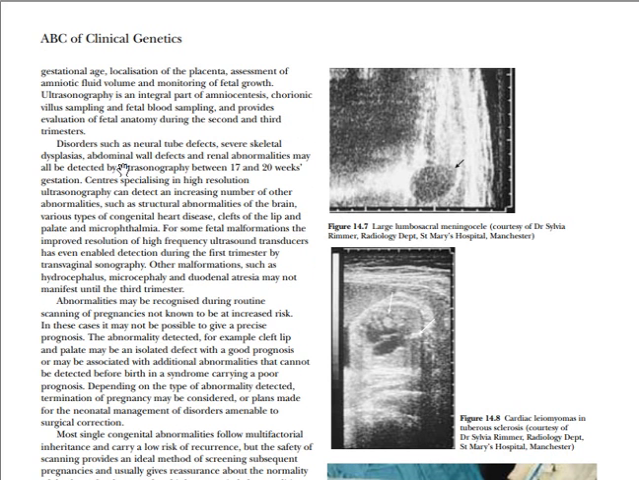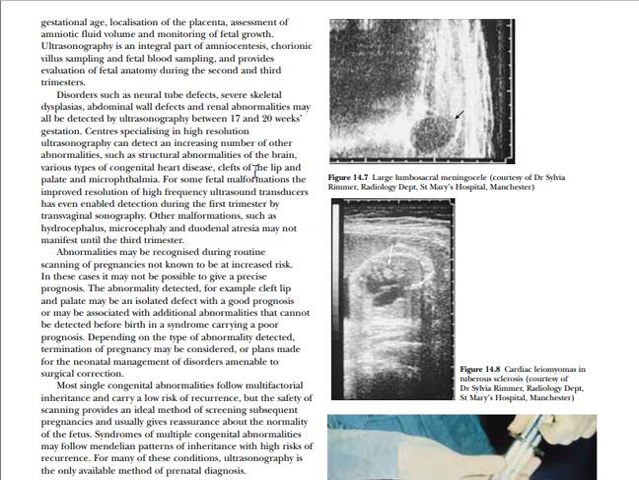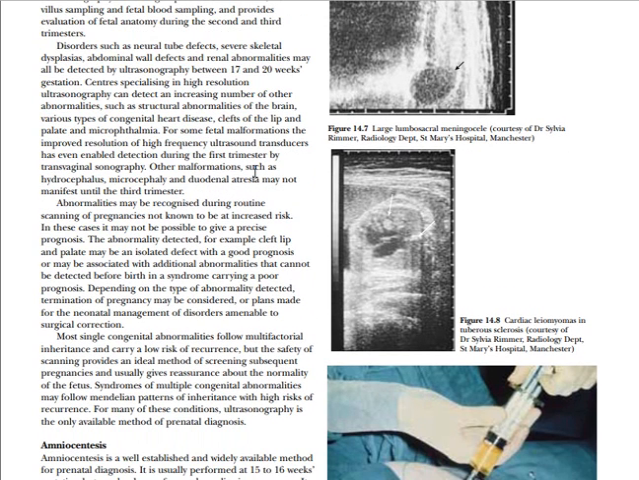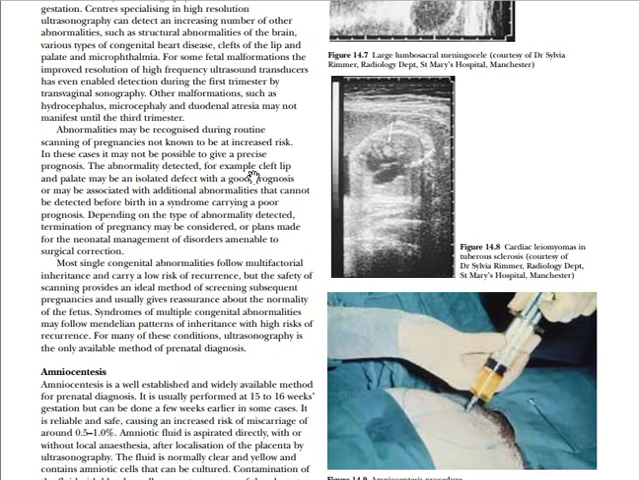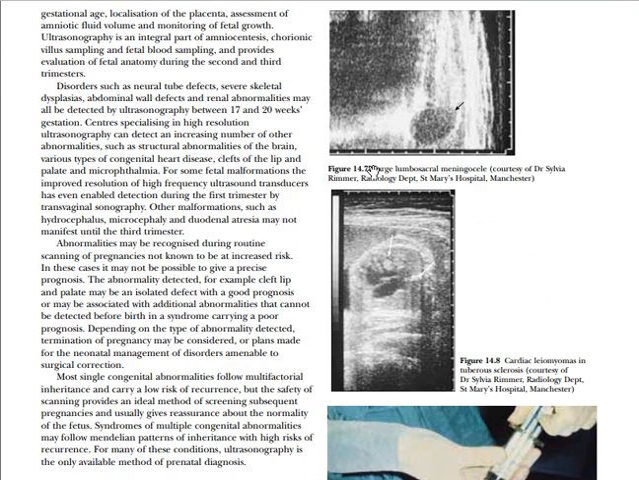Now disorders like neural tube defect, several severe skeletal dysplasia, abdominal wall defect, and renal abnormality may be detected on ultrasound by the second trimester. Is it clear? Now abnormalities may be recognized during routine scanning of the pregnancy. You may see abnormalities like this, which shows a cardiac leiomyoma in a tuberous sclerosis patient. Or you may see an abnormality like that with a large lumbosacral meningocele.